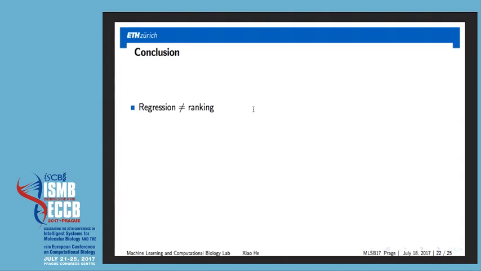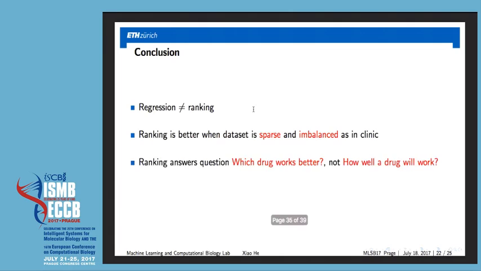Finally, in conclusion, I think regression is not ranking when the prediction is not accurate. One wrong prediction for one drug can ruin your whole ranking. So ranking is better when the dataset is sparse and imbalanced, as in the clinic. The other side is that ranking answers the question of which drug works better, but not how well a drug will work. So we may rank the drugs, but we don't know where the bar of effectiveness is.